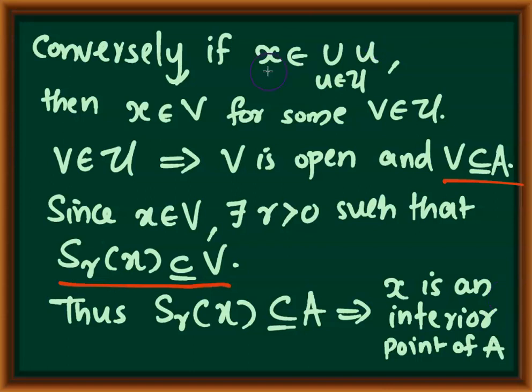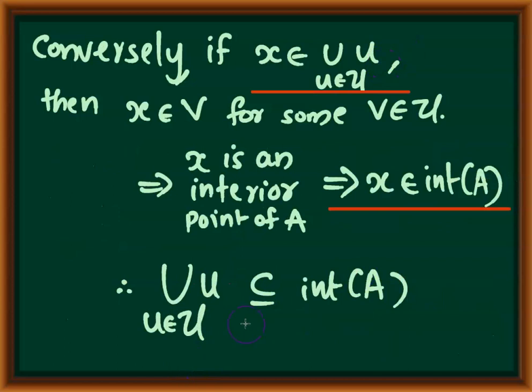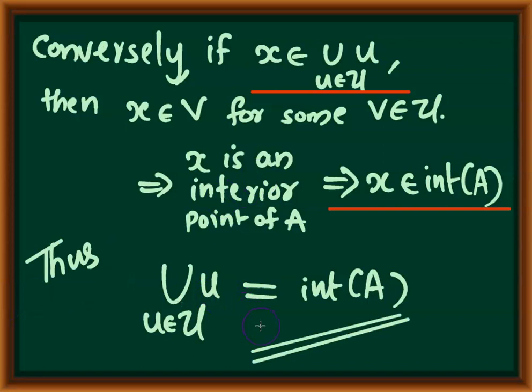Thus we have proved that if X belongs to this union, then X will belong to interior of A. Conversely, we have obtained that union of the members of family U is contained in interior of A. Thus we have proved that interior of A must be equal to the union of all members of family U. That is, interior of A is equal to the union of all open subsets of A. This completes the proof of property 3.